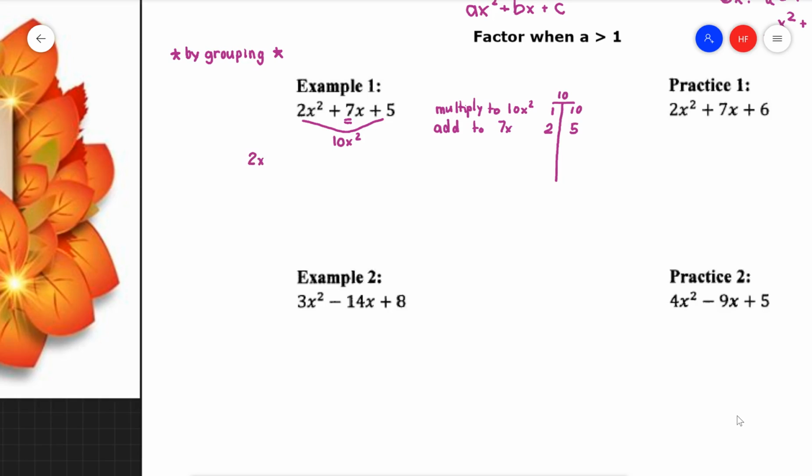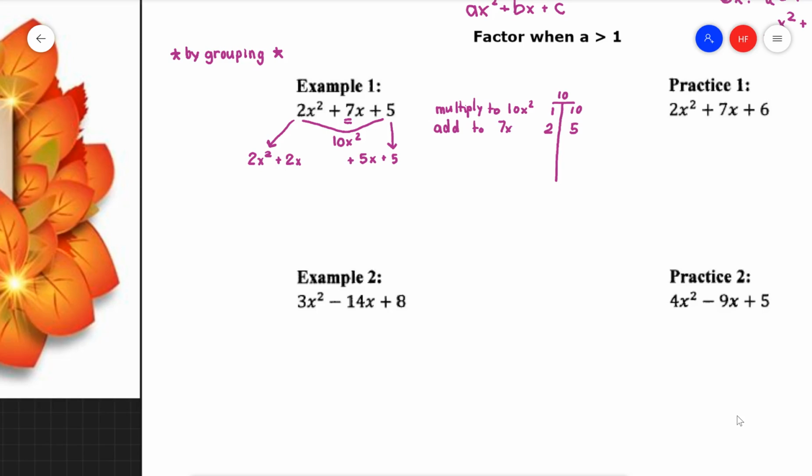So 2x squared plus 2x. So drop the first one and then write out what your new term is, which is 2x. Then the new term again, and then drop that last term. So we separated 10x squared into 2x and 5x. So now we're going to factor by grouping.